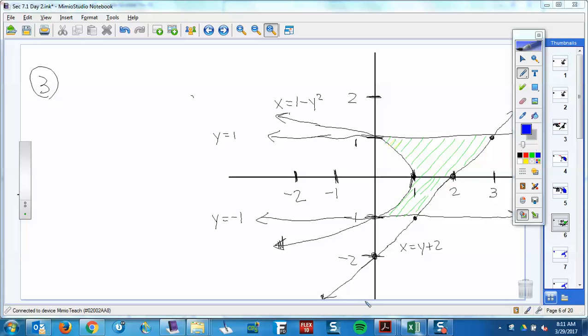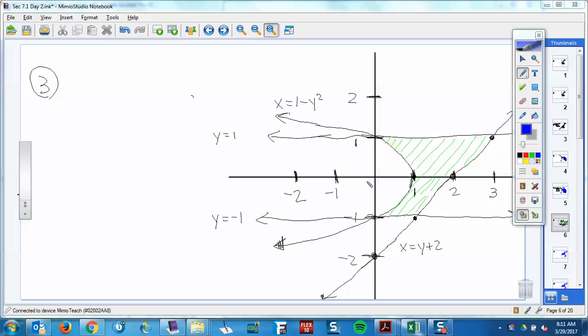So on number 3, when we read part A, it says, find the area of the region bounded below by the x-axis, above by the line y equals 1, on the right by the line x equals 1, and on the left by the curve x equals 1 minus y squared. So I had said to you what they were saying.